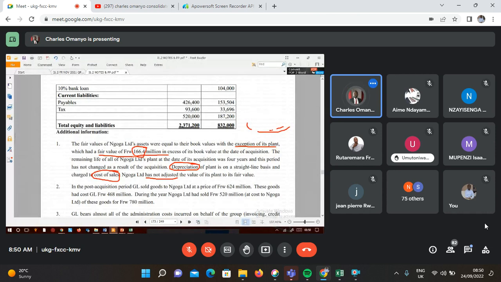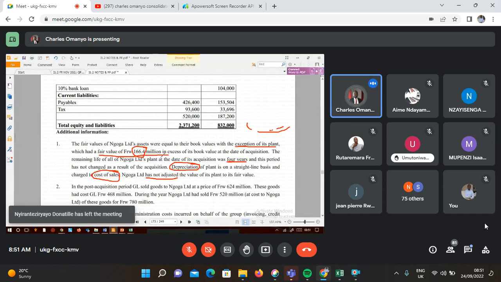You take the 166.4 million. It was over 4 years. Where are the 4 years? I saw 4 years somewhere. The remaining life of all of Ngonga's plant at the date of acquisition was 4 years. So you will take this 166.4 and divide it by 4 so that you get the depreciation every year, because we were using straight line.